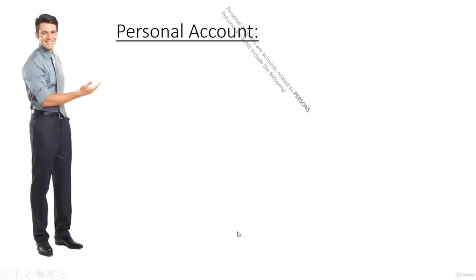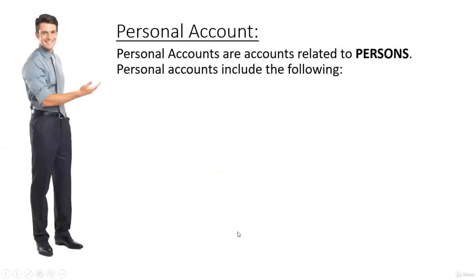Now next comes the personal account. Personal accounts are those accounts related to a person, like suppliers, as we discussed, customers, and lenders. Lenders are the persons who provide us the cash as a loan. I can take an example of a lender as a bank. We take a loan from a bank, so the bank is a lender.